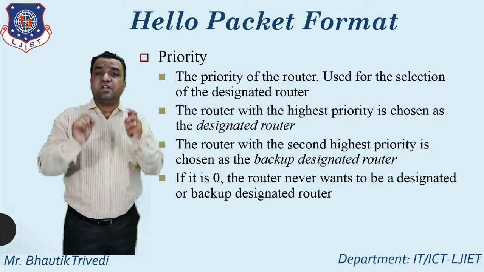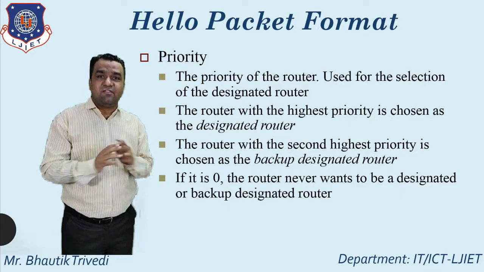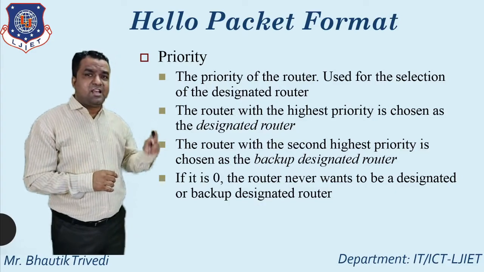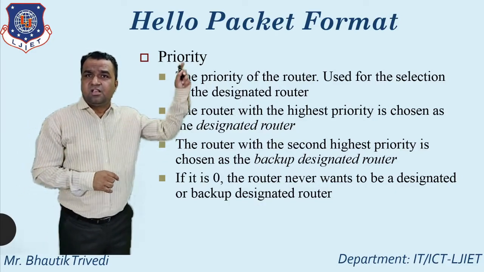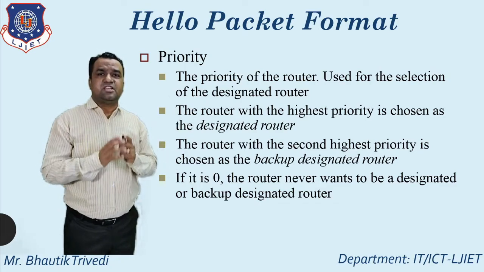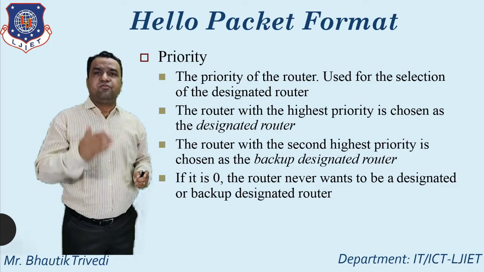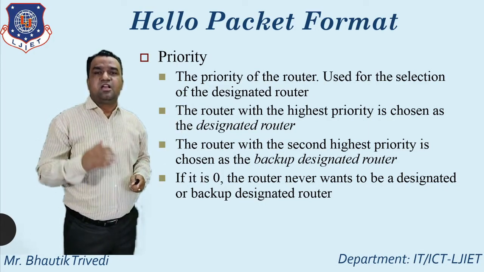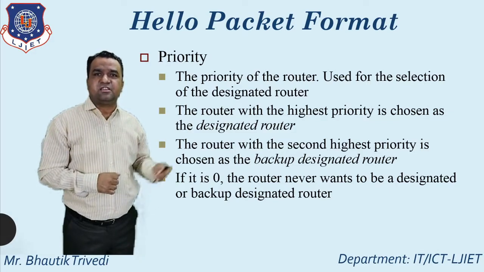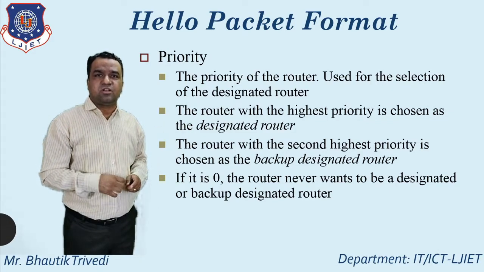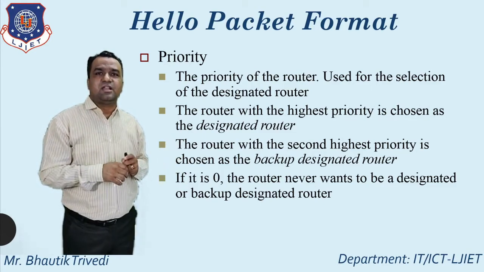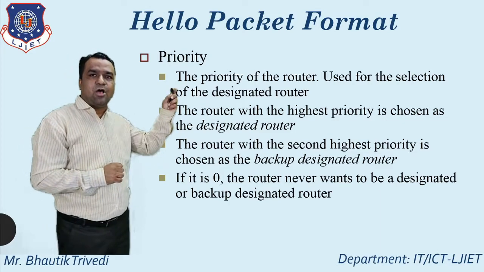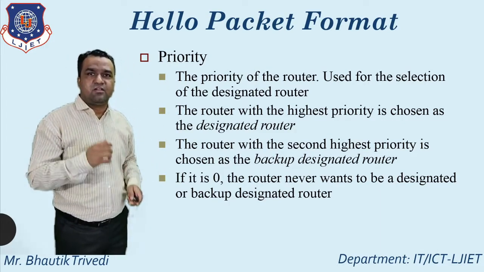And if it is 0, the router never wants to be a designated router or backup designated router. Again, I repeat my statement. Must remember one thing: priority is for the selection of the designated router. The router with the highest priority is considered the designated router. The router with the second highest priority is considered the backup designated router. And if that is 0, the router never wants to be a designated or backup designated router. So this is the priority field of the hello packet format.